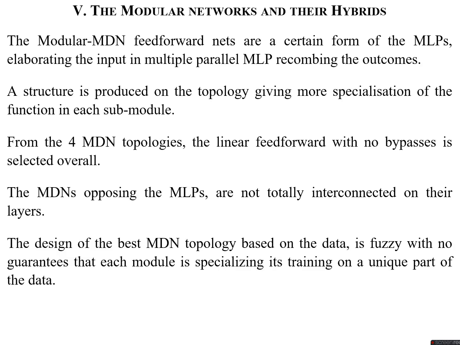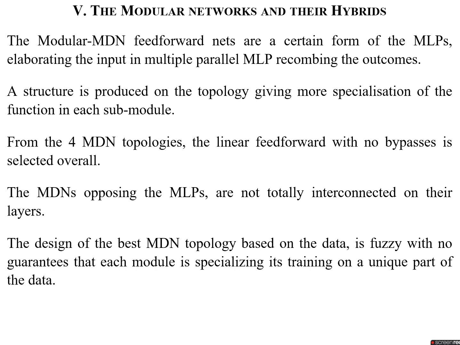The modular networks and their hybrids are feed-forward sets as a specific form of the MLPs, elaborating the input in multiple parallel MLPs, recombining their outcomes. A structure is produced on the topology, given more specialization of the function in each submodule. From the first 4 MDN topologies, the linear feed-forward with no bypasses is selected overall.